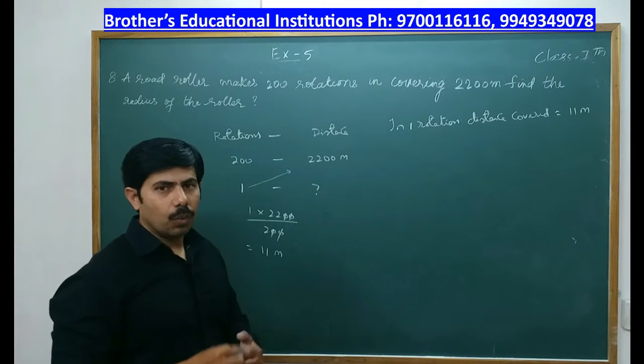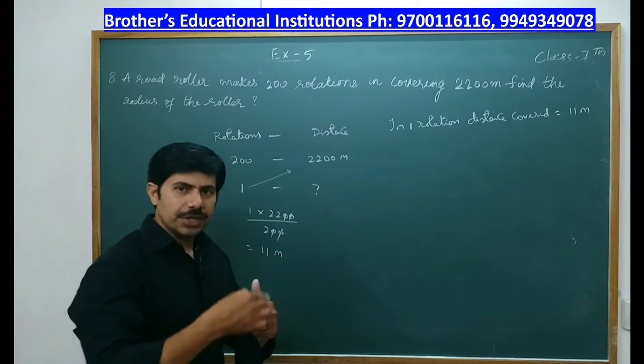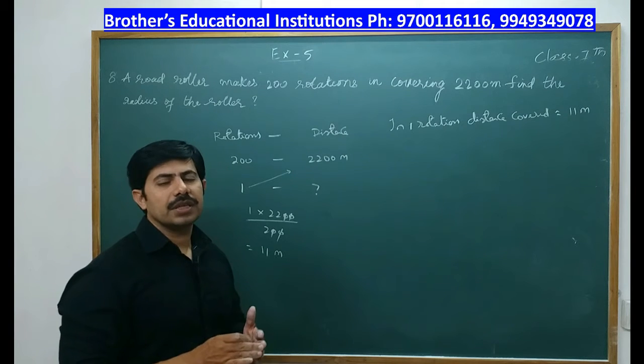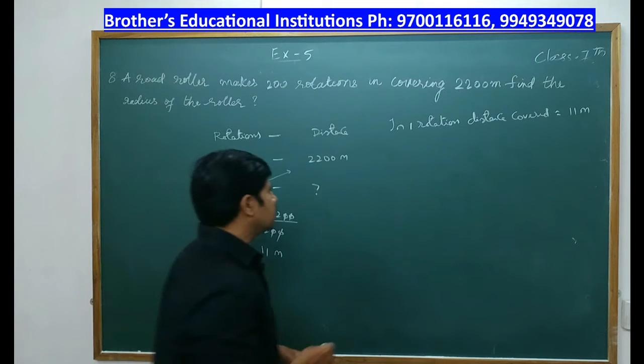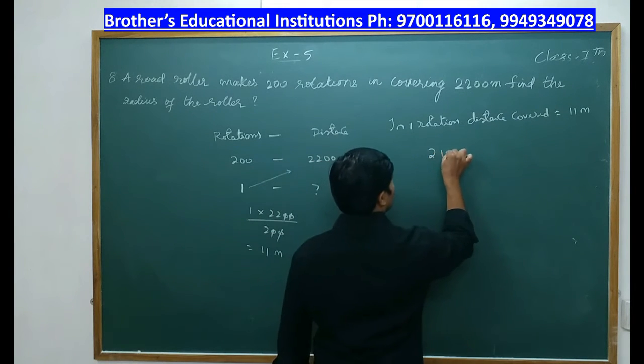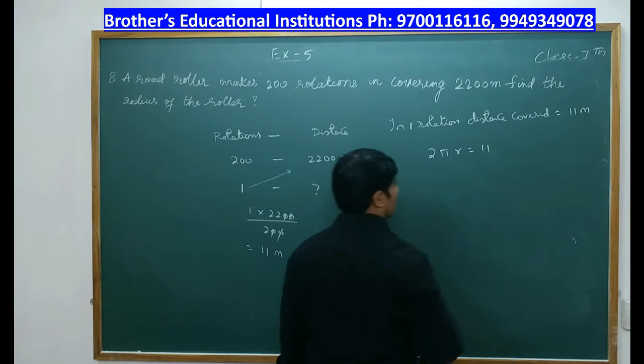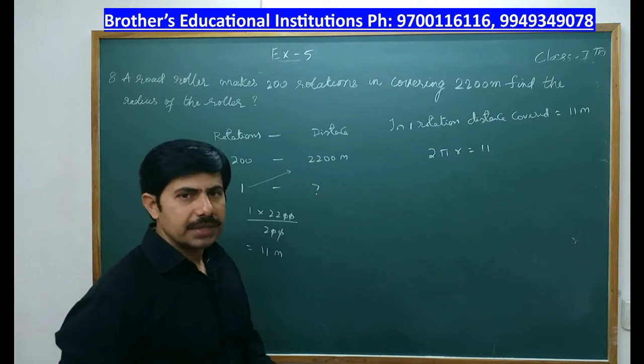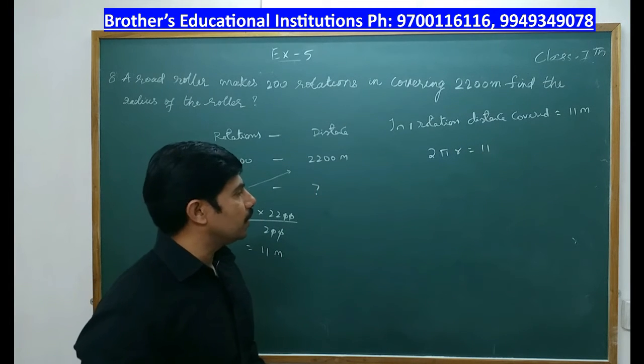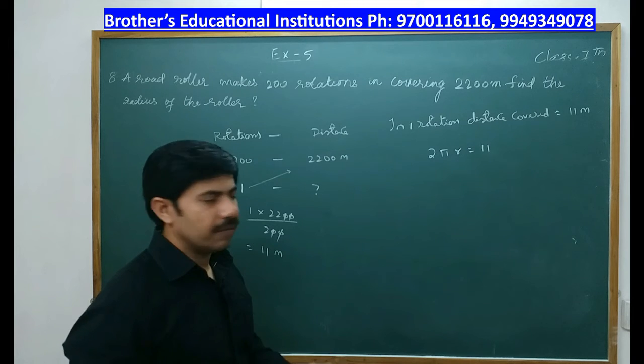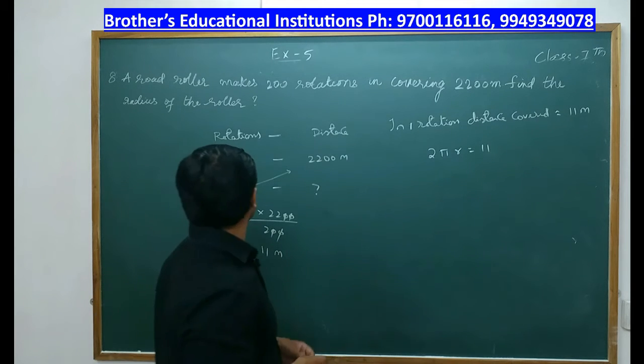See here, in one rotation the wheel completes the rotation. So one rotation means nothing but a circumference. That means here 2 pi r is 11. In one rotation it covered 11 meters, so 2 pi r is equal to 11. Now we will find out the radius.